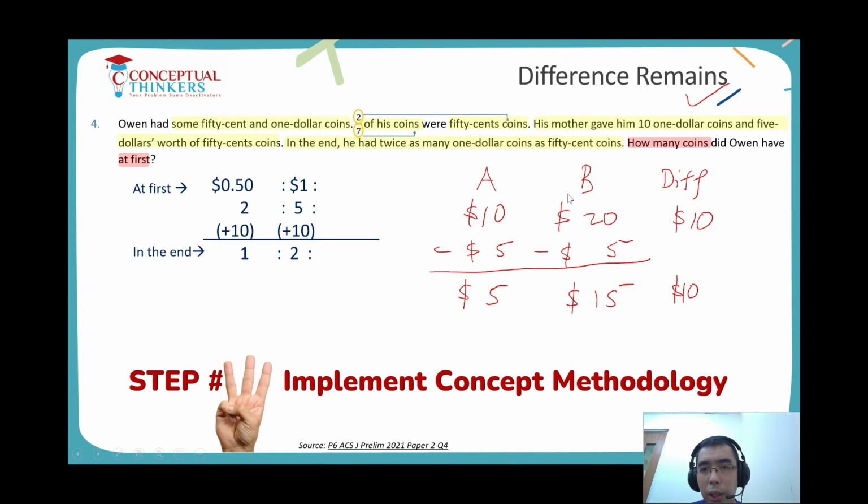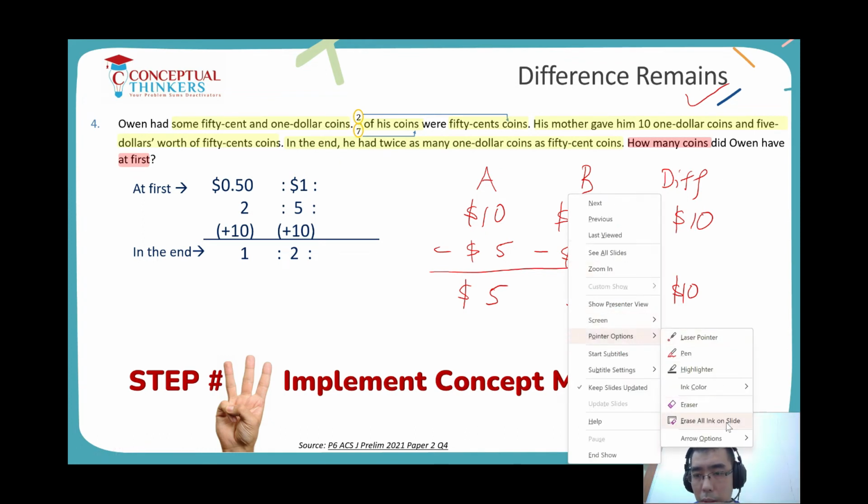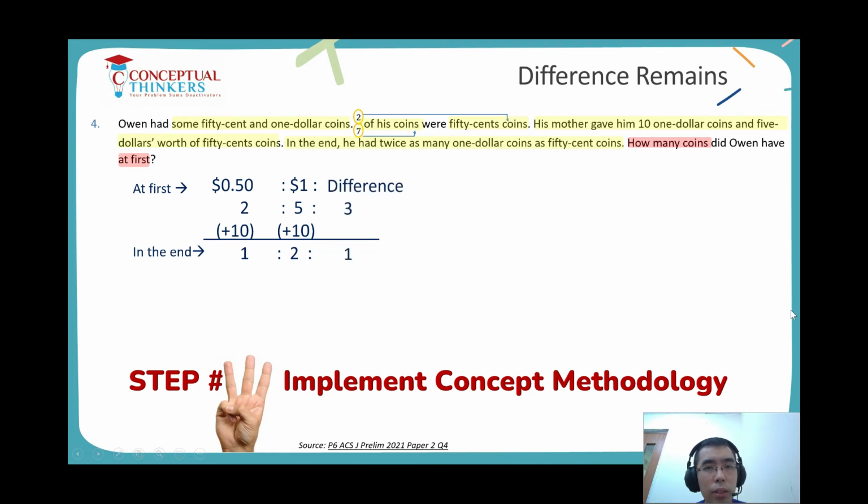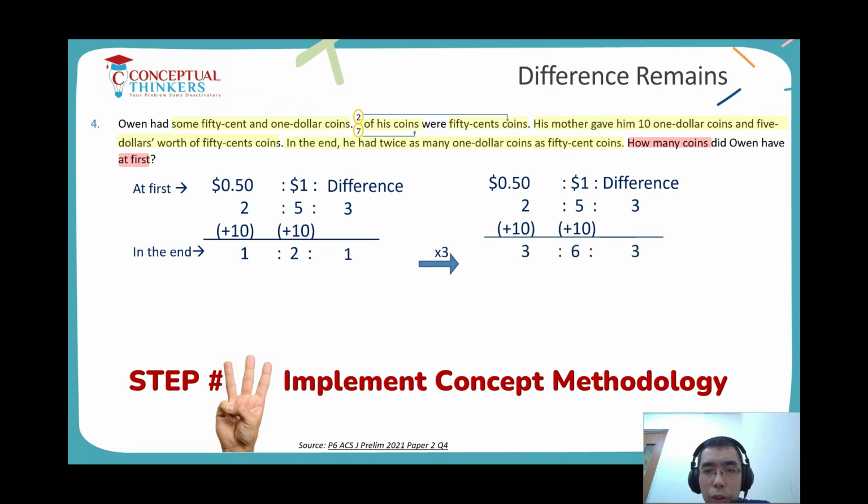So let's go back to the question. Let me erase all the ink here. Let's continue. We have to create the difference column. We have 3 at first and 1 in the end. Now you notice that the difference should be the same, but in the ratio given to us, the difference is not the same. So what we need to do is to make them equal. I have to make the ending 3 units, so that we have 3 units at first and 3 units in the end. So I only need to multiply by 3. The ending ratio will become 3:6. Then the difference will give me 3.